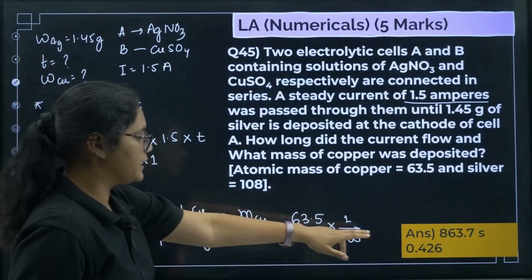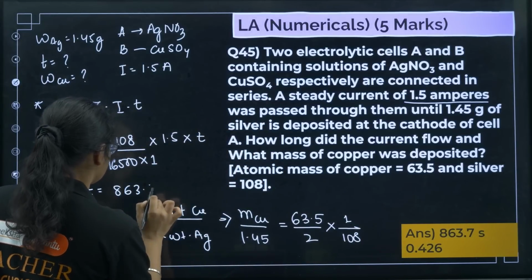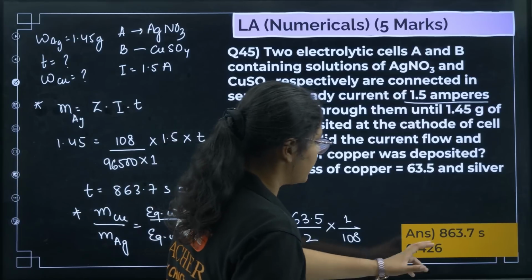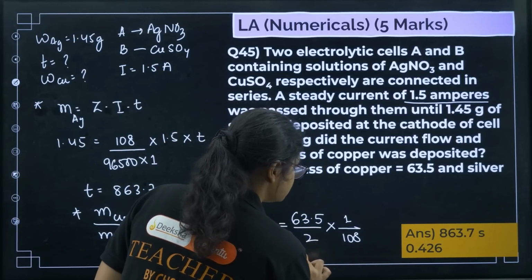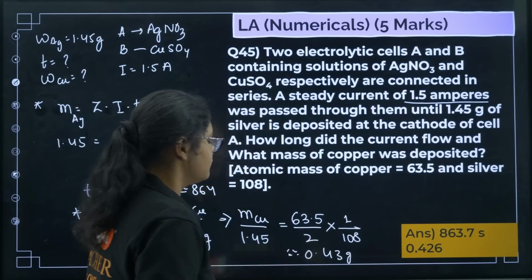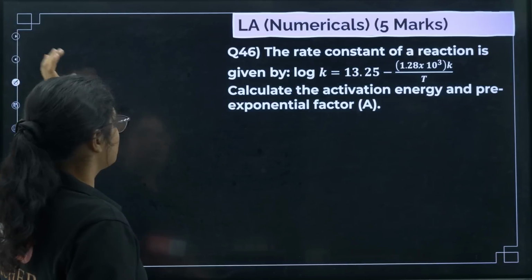So the value that you will be getting here for time will be somewhere around 863.7 seconds, or roughly I can say 864 seconds. Okay, and here mass of copper will be roughly equal to 0.43 grams. Okay, clear? Next we'll go to the last question.